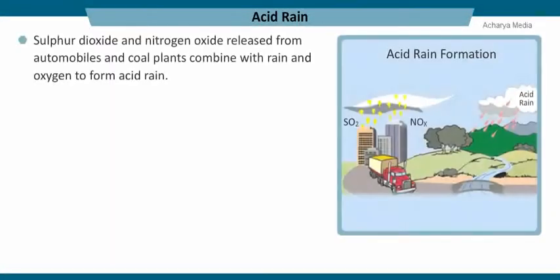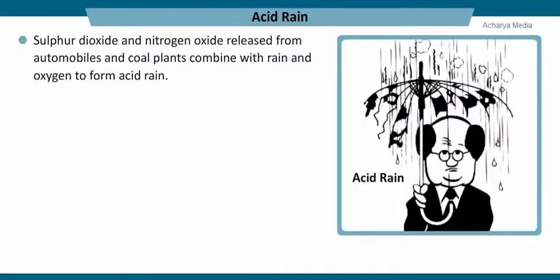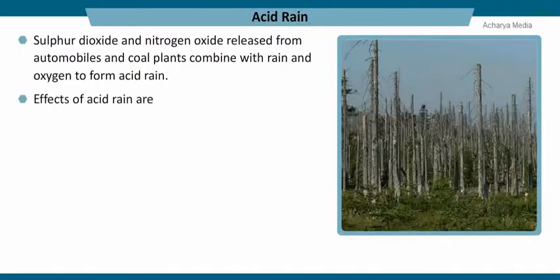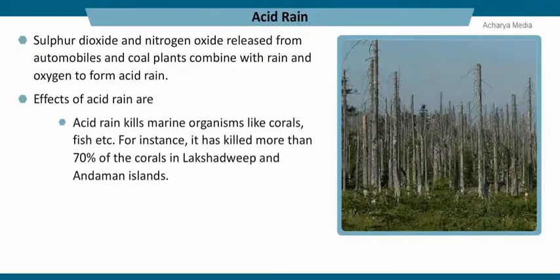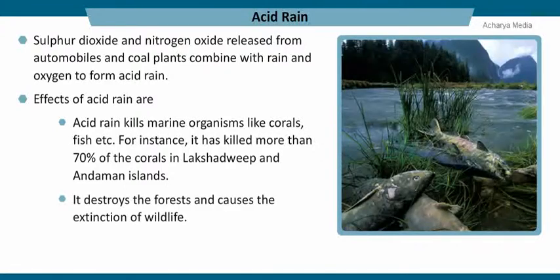Acid rain. Sulfur dioxide and nitrogen oxide released from automobiles and coal plants combine with rain and oxygen to form acid rain. Acid rain was first discovered in 1852. Effects of acid rain are: acid rain kills marine organisms like corals, fish, etc. For example, it has killed more than 70% of the corals in Lakshadweep and Andaman Islands. It kills plankton and thereby harms the ecosystem. It destroys the forest and causes the extinction of wildlife, and changes the acidity level of soil by leaching nutrients.